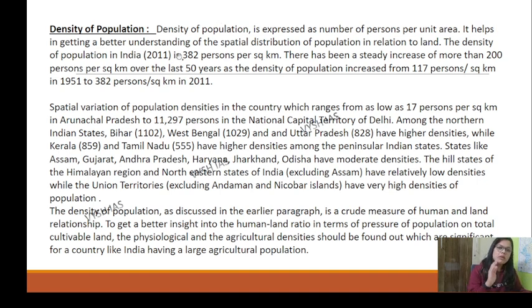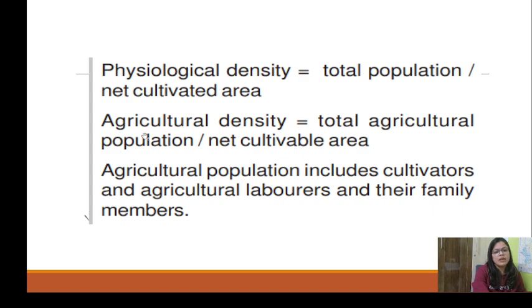And believe me, you have to write these things: 382, 117, 200%, 11,297 in Delhi, 70. You have to write the facts as well. Your answer should be a complete answer. When people say you don't need facts, yes, you need facts. You have to support your answers with facts. It is very important, and you need to understand that. After watching this video, you need not watch it again, just read it. Yes, these three are very important.